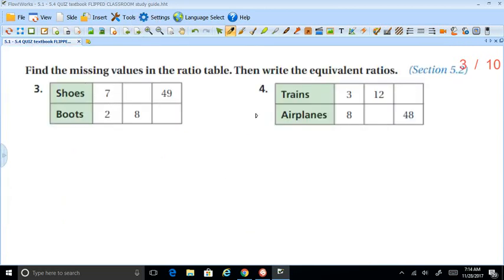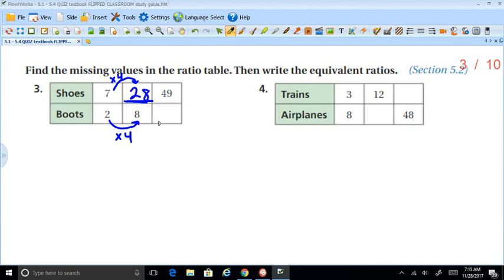Number 3 and 4, it asks you to find the missing values in the ratio table. So for shoes, up here in the blank spot, I have to look at the boots. And notice it goes from a 2 up to an 8. How do they do that? That's what I need to figure out first. And they scaled it up by 4 times. They multiplied it by 4. Whenever I do the one, I must do the same thing to the other to keep the ratio intact. So 7 times 4 gives me 28.